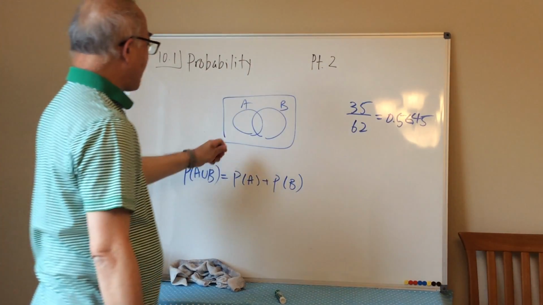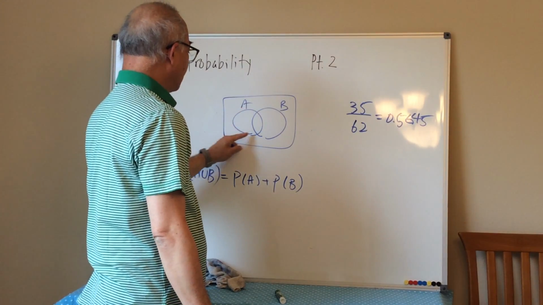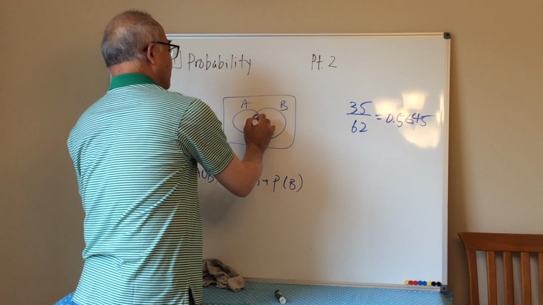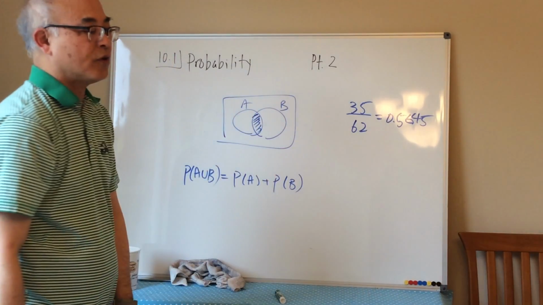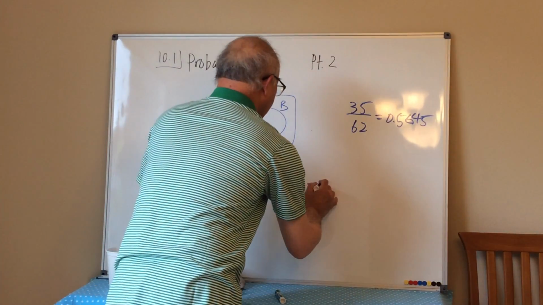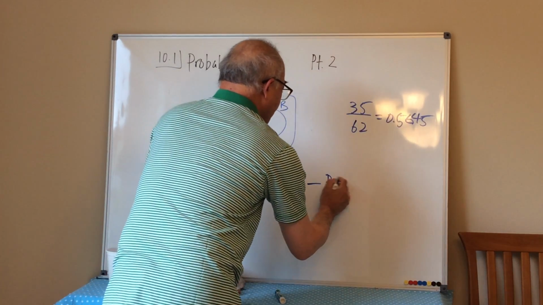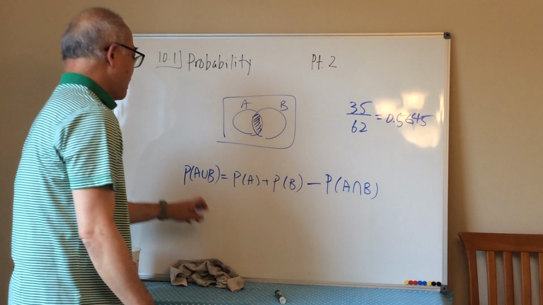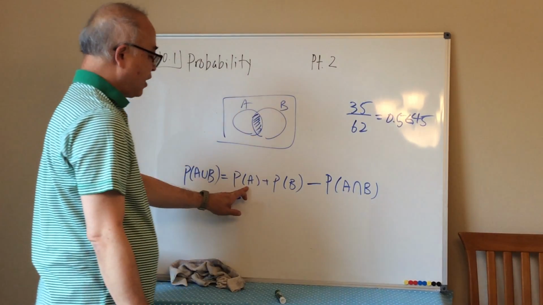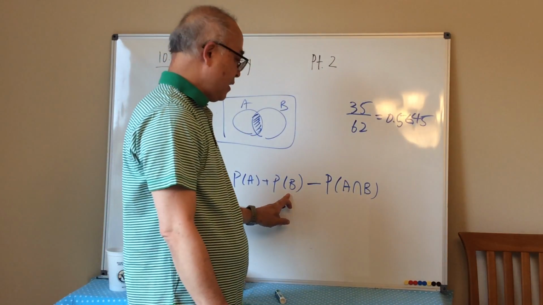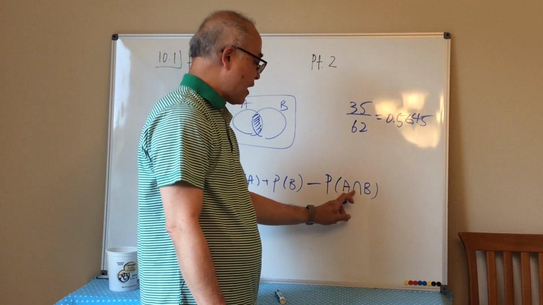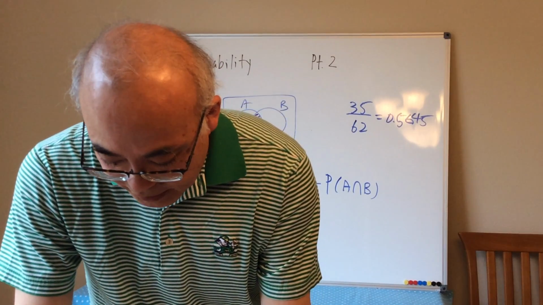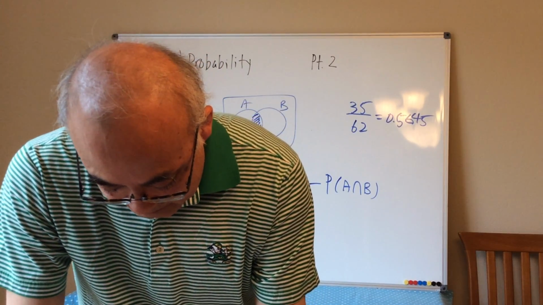It really isn't, right? Because what happened here? You added this, and then you added this again, so you've double counted the one in the middle. So you have to subtract one of those out. We're going to subtract this, which is A and B. So P(A or B) is the probability of A plus the probability of B minus the probability of A and B. And that's what that shows there on the top of page 683.